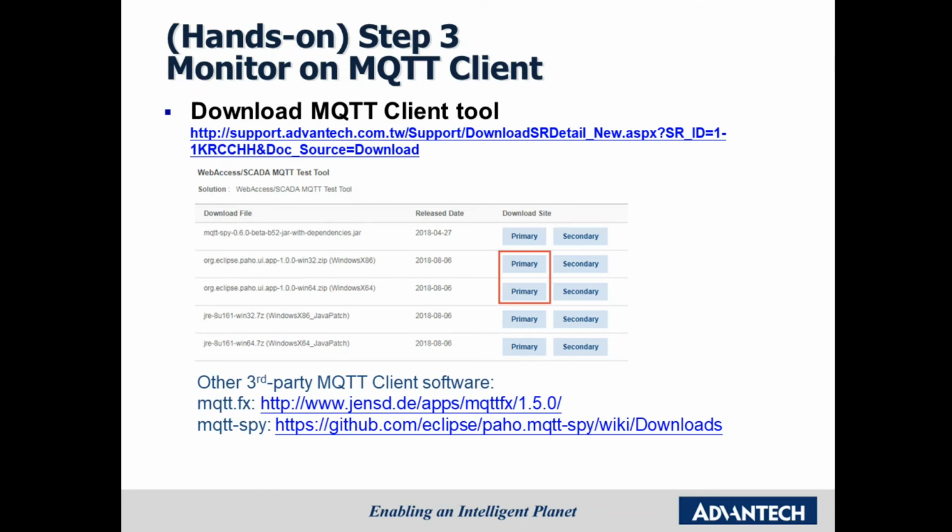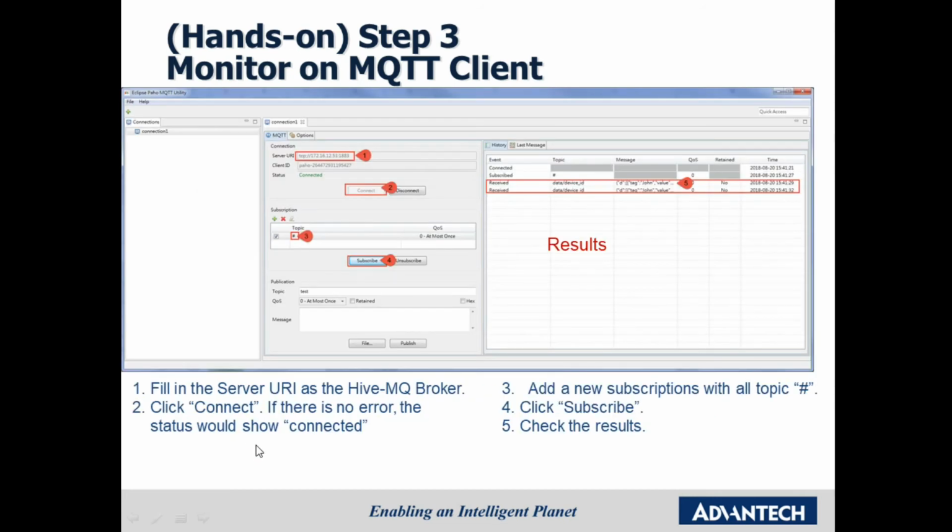Step 3, you need to monitor on an MQTT client. There is one MQTT client tool called Paho. You can download it from our official website, and user may also use other third-party MQTT client software listed below. The result will show like this.